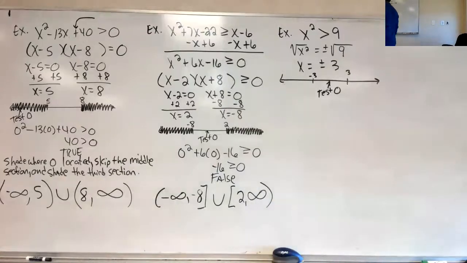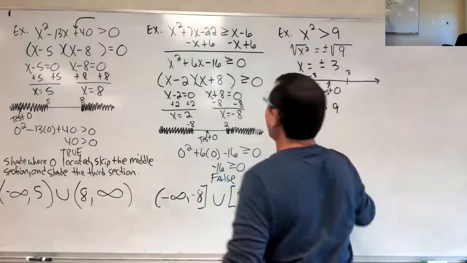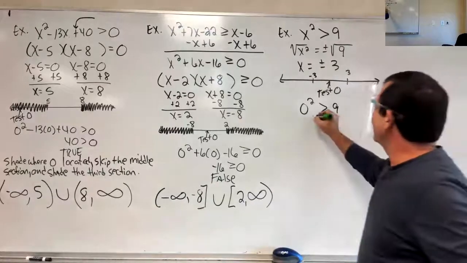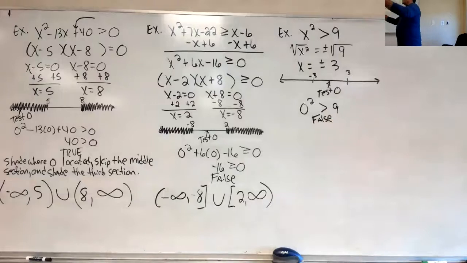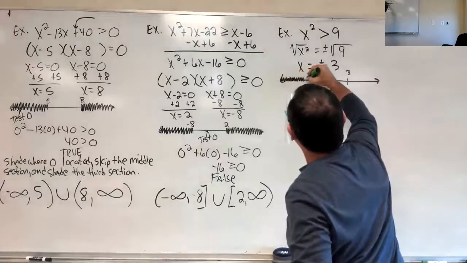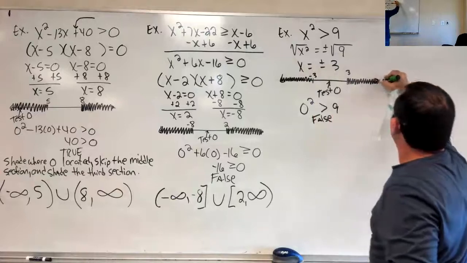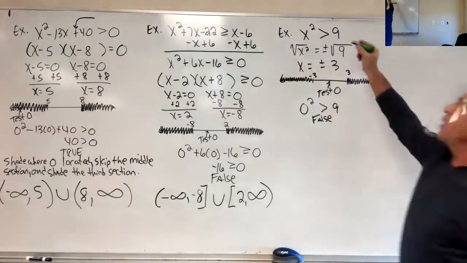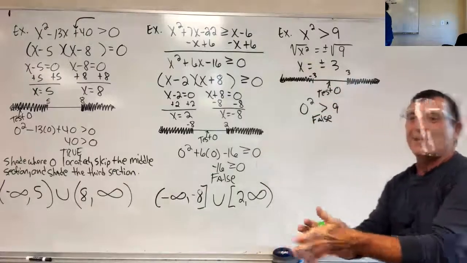And this one's really quick, right? 0 squared greater than 9, true or false? It's definitely false. So I'm not shading in the middle. I'm shading on the outsides. Usually on these, if they're greater than, they'll shade outside. If they're less than, they'll shade inside, okay?